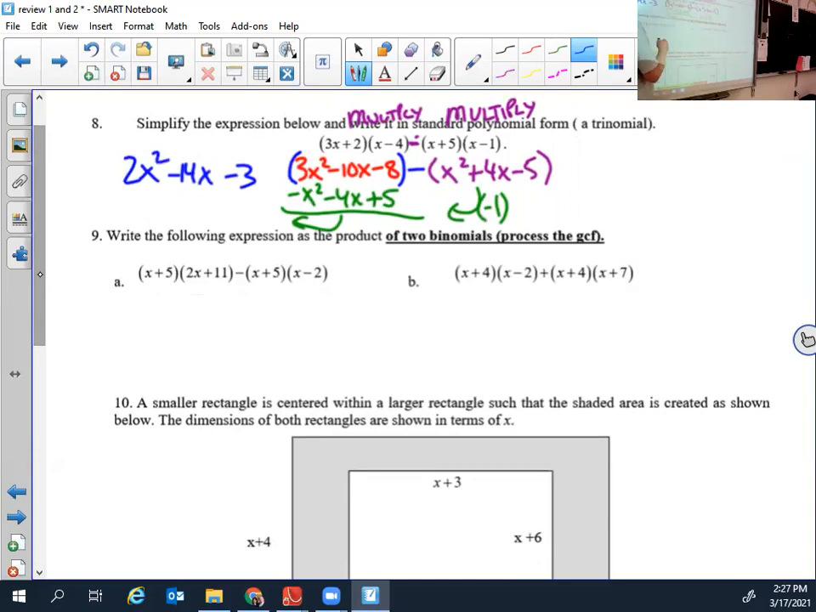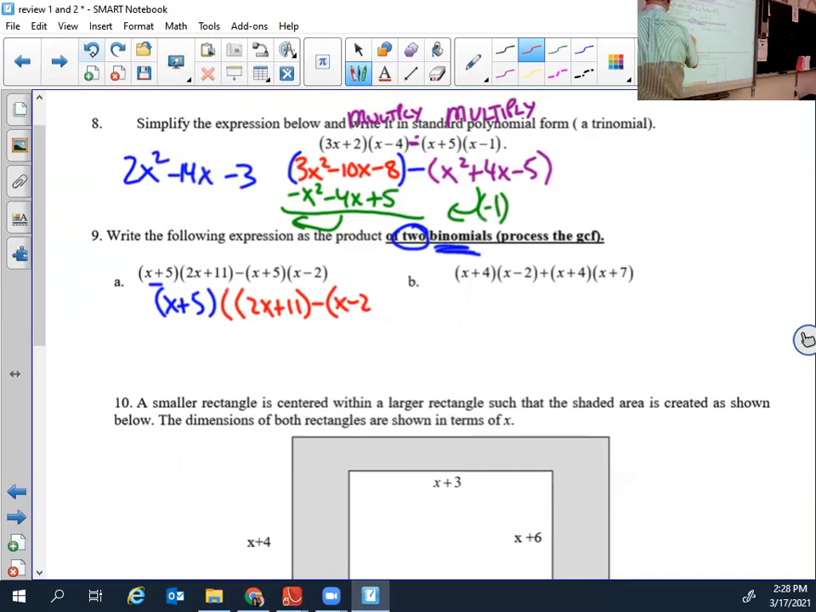This one looks exactly the same as the one up above, but this one it says express it as 2 binomials. Okay, so factor out the GCF. The GCF here is x plus 5. And then in my parentheses, I'm going to have minus 2x plus 11. Nope, messed that up. Wow. x plus 5. And then I'm going to have a double parenthesis, 2x plus 11 minus x minus 2.